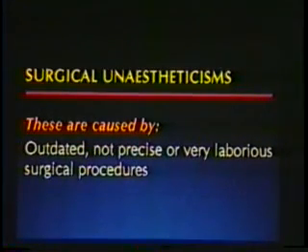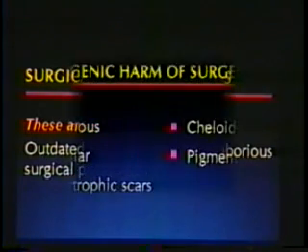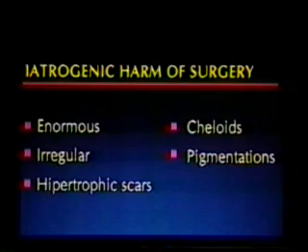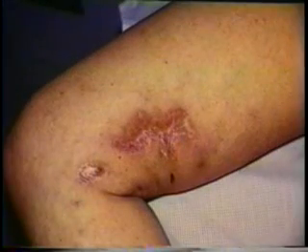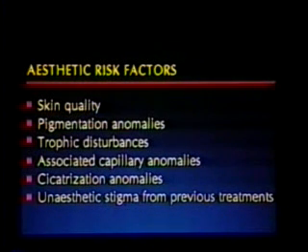Surgical anestheticisms appear when outdated, not precise, or laborious surgical procedures are employed. Huge, irregular, hypertrophic scars, keloids, and occasionally pigmentations are some of the resulting iatrogenic sequelae. Every leg presents risk relating to skin quality, pigmentation anomalies, trophic disturbances, cicatrization anomalies, and anesthetic stigma from previous treatments that phlebologists should take into consideration in order to achieve optimum results.